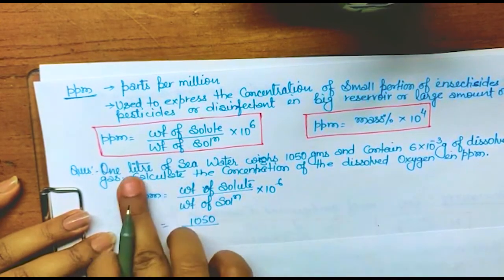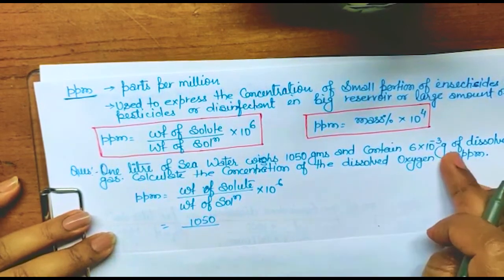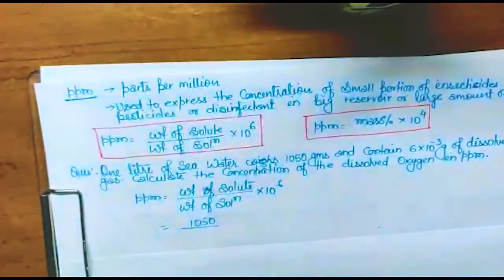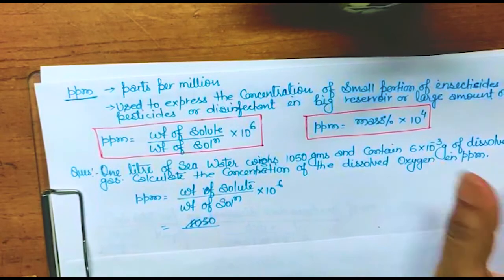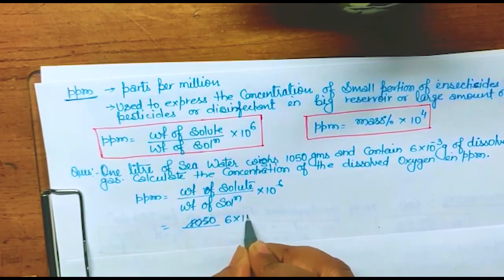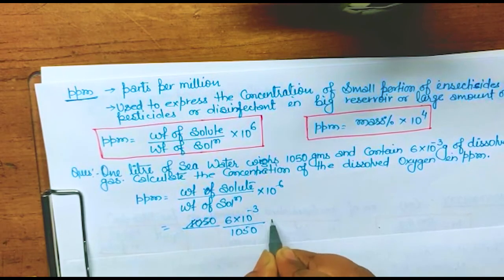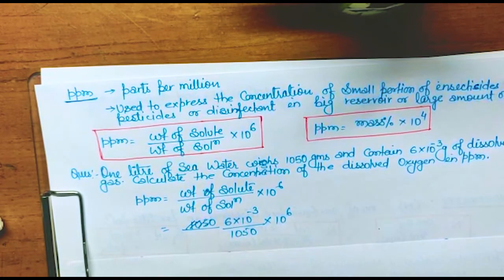1 liter of sea water weighs this much gram and contains this gram of dissolved oxygen. Sea water is this much. Got it? And dissolved oxygen is this much. So this is 6 into 10 to the power minus 3 upon weight of solution is 1050 into 10 to the power 6. Got it? So solve it and get the answer.